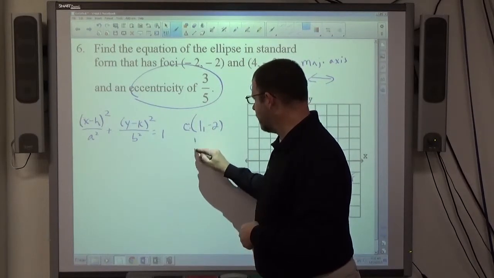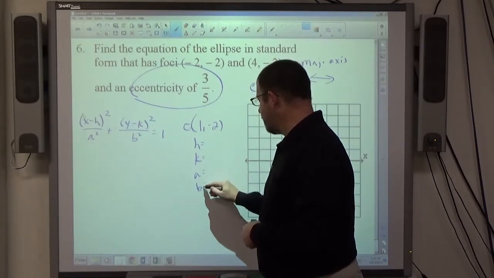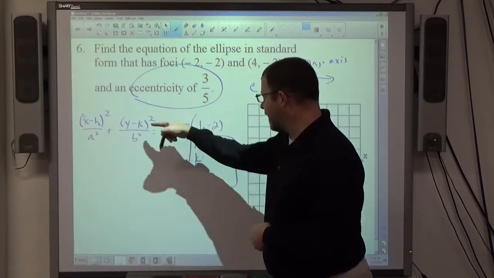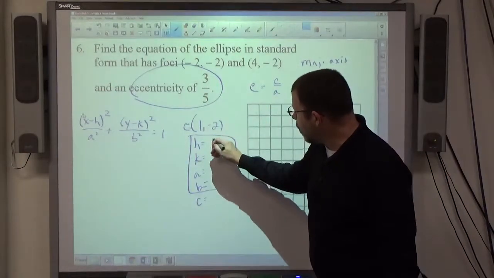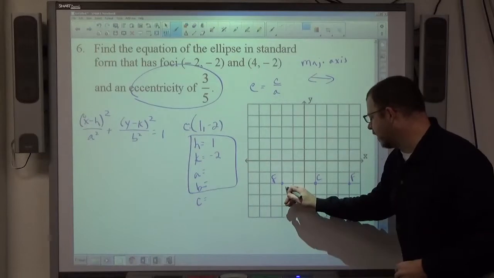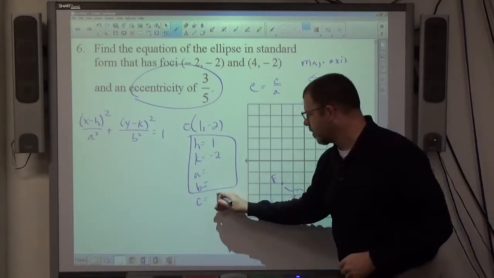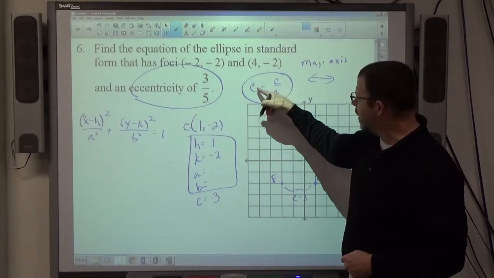Which tells me that, again, we need h equals, k equals, a equals, b equals, and maybe c equals. These are the 4 numbers I have to know to get the answer, but sometimes c is helpful to find those answers. The center is 1, -2, so h and k are known. I can see very clearly that the focal length here is 3. I have an eccentricity fact that c over a equals e.